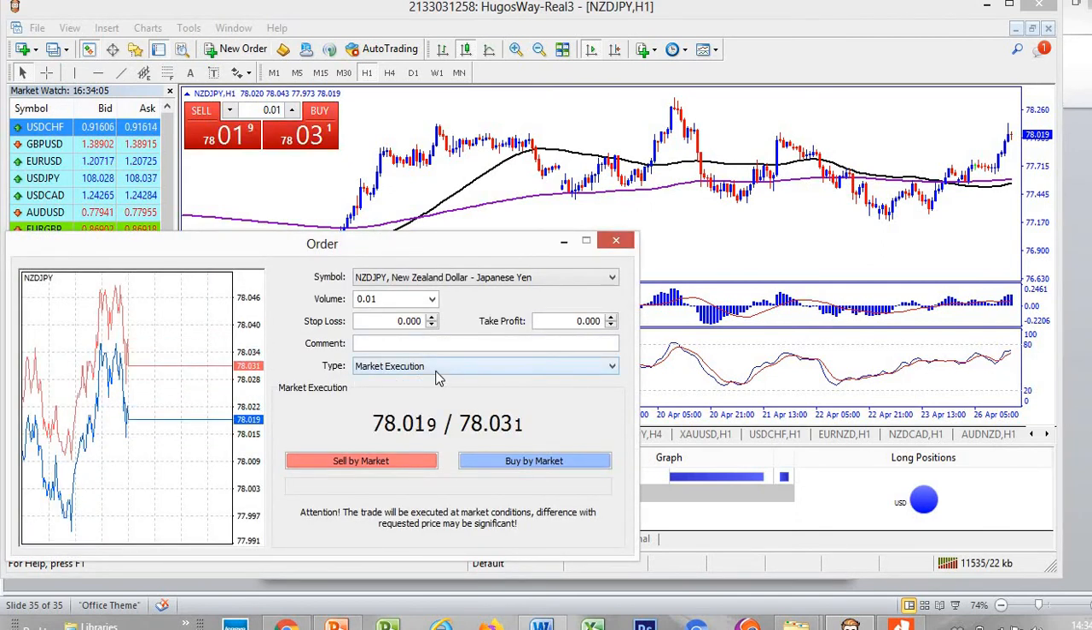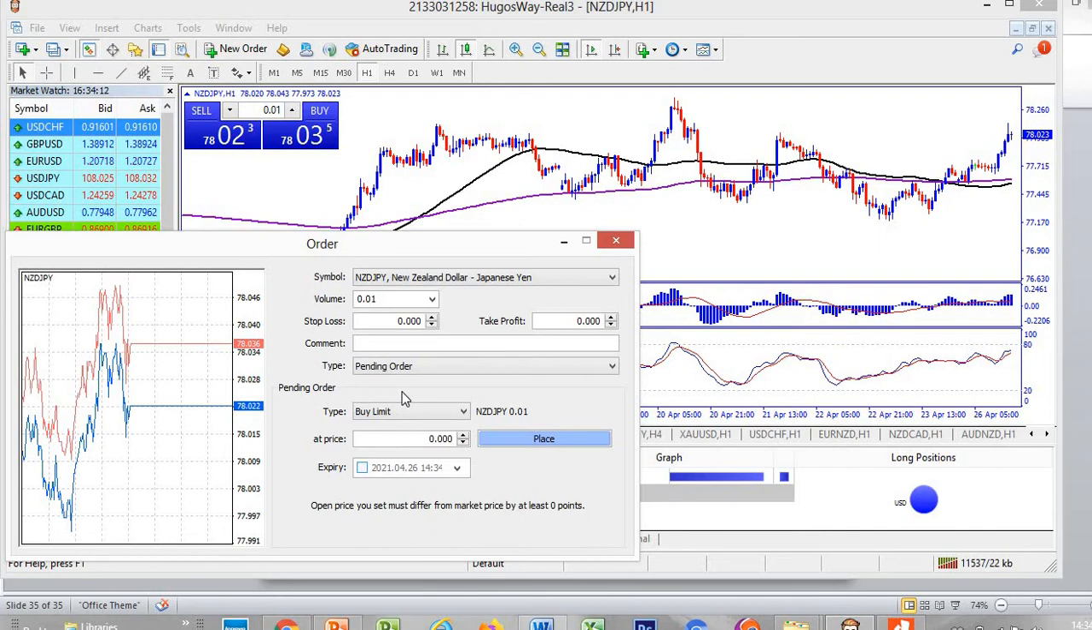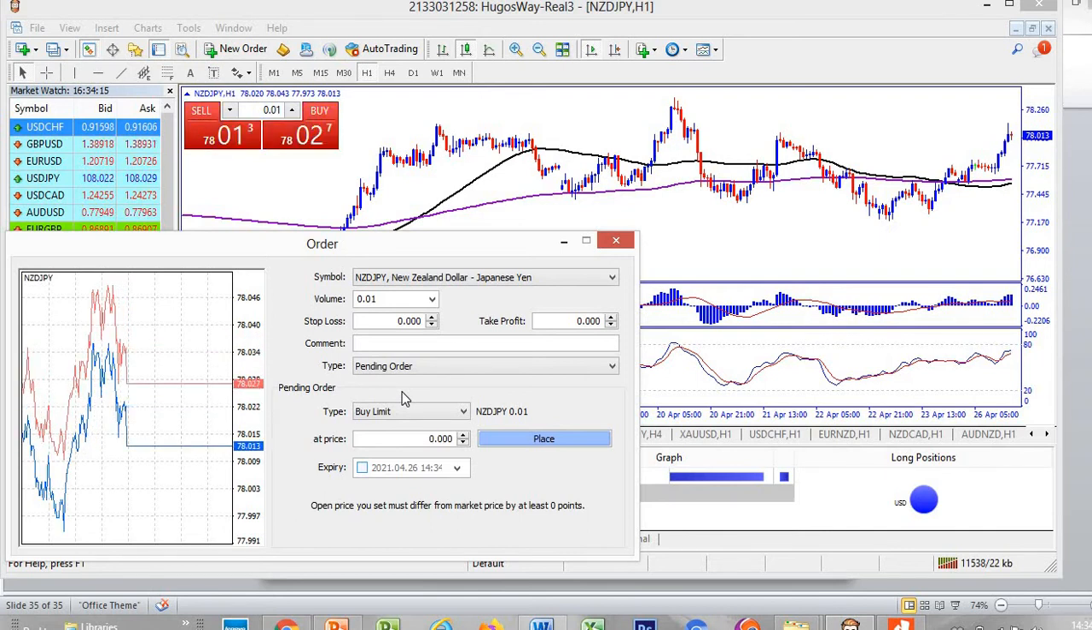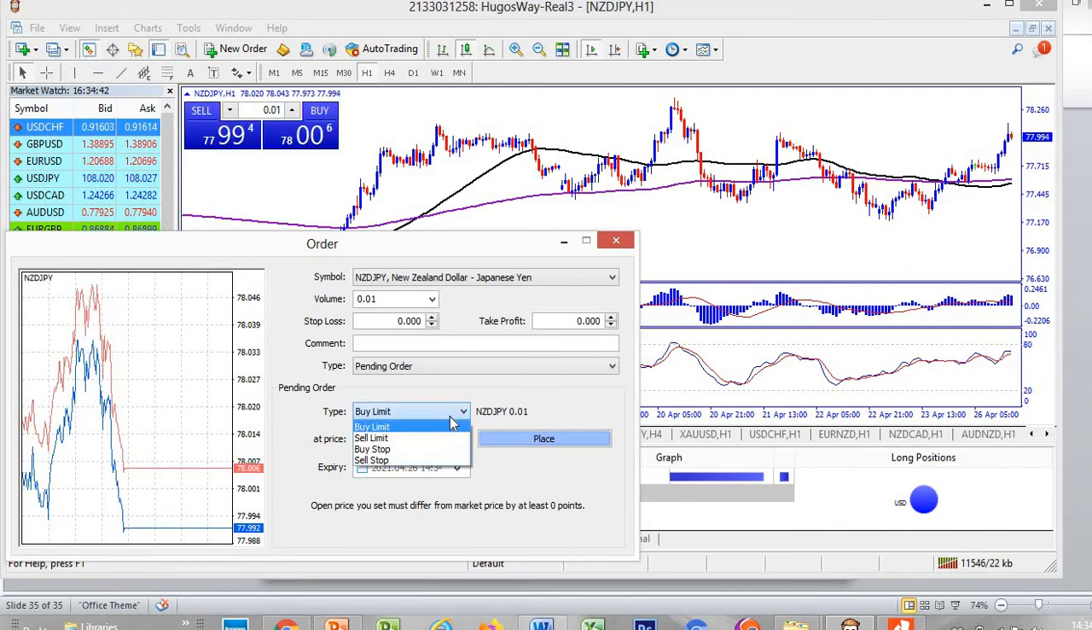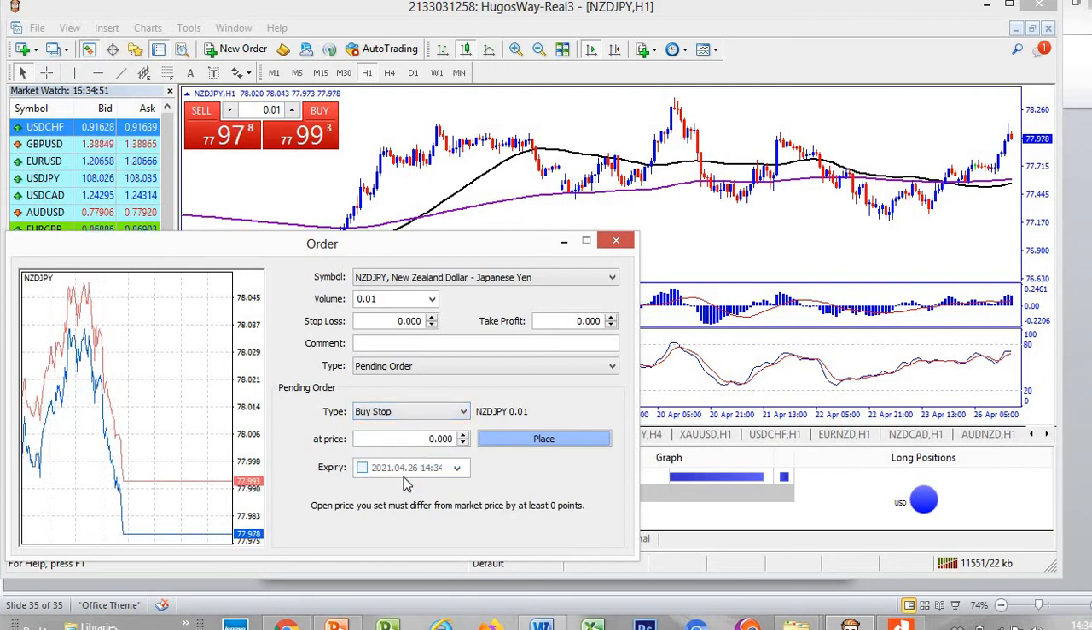The type is market execution, but right now I'm going to go for pending order. Don't forget that market execution is when you're executing your trade at that point in time, based on what is happening at that point in time. But a pending order is where you are placing an order for a specific future price. Changing this to pending order gives me an additional dialogue asking for the type, which has a drop down arrow. If I click on it, it gives me the four types of pending order. Since we're talking about the buy stop, I'll click on buy stop.